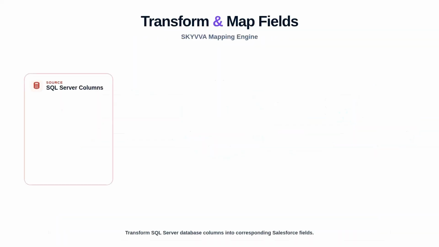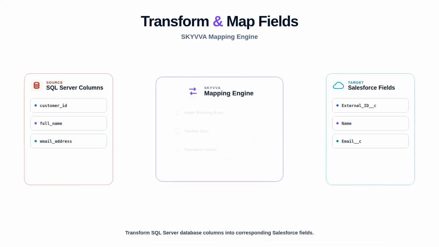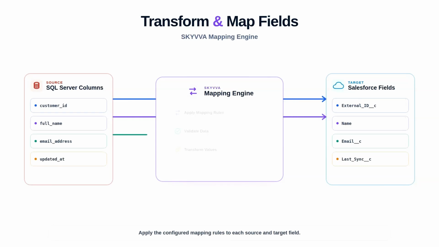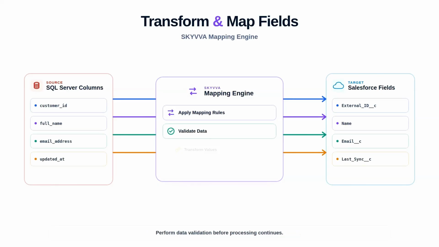Transform and map. The SKYVVA mapping engine transforms the source data from SQL Server database columns into the corresponding Salesforce fields. During this process, it applies the configured mapping rules, performs data validation, and handles any required data transformations to ensure the data is correctly prepared before being sent to the target Salesforce object.